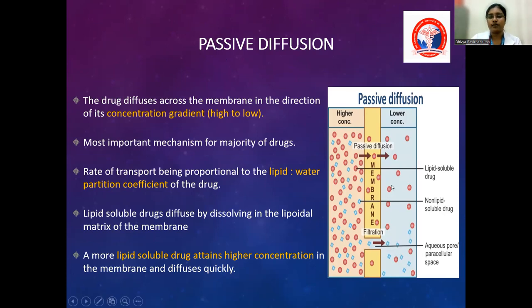So this is how passive diffusion takes place. Highly lipid soluble drugs directly pass through the membrane from higher concentration to lower concentration. And non-lipid soluble drugs will pass through the aqueous spaces, as we already saw, the pores.